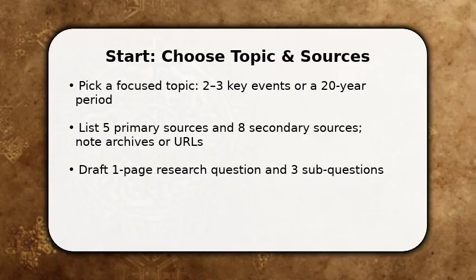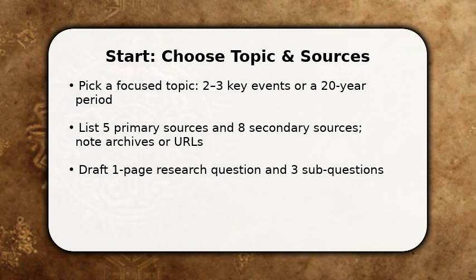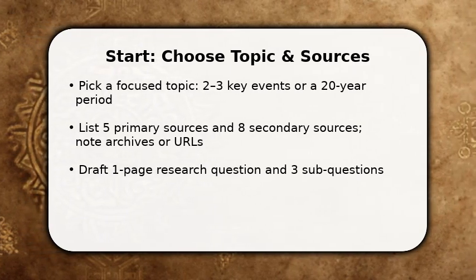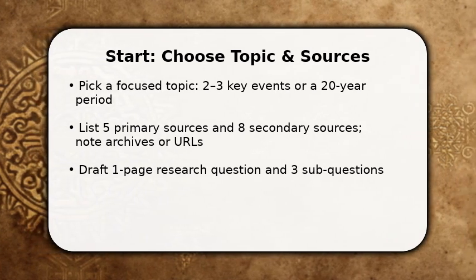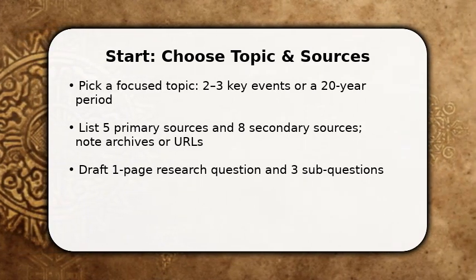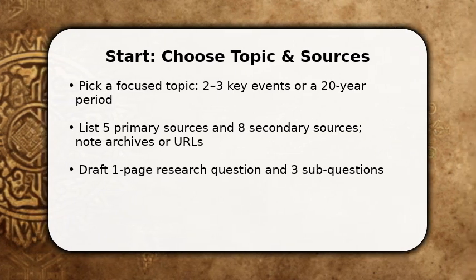Enjoy the video. You begin by narrowing your topic to something manageable, 2 to 3 events or a 20-year span. Once done, collect at least 5 primary and 8 secondary sources. Make quick notes about where each source lives.